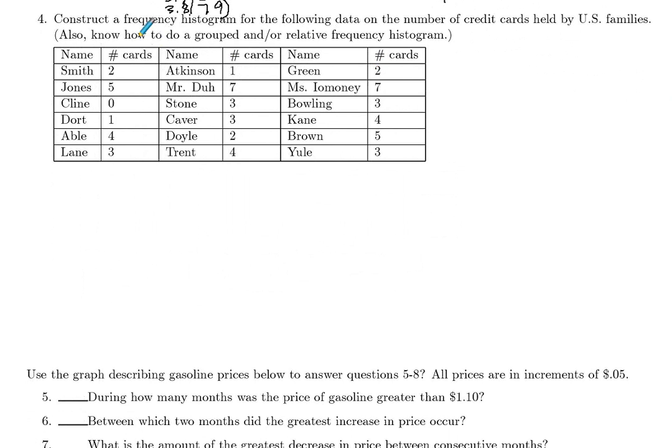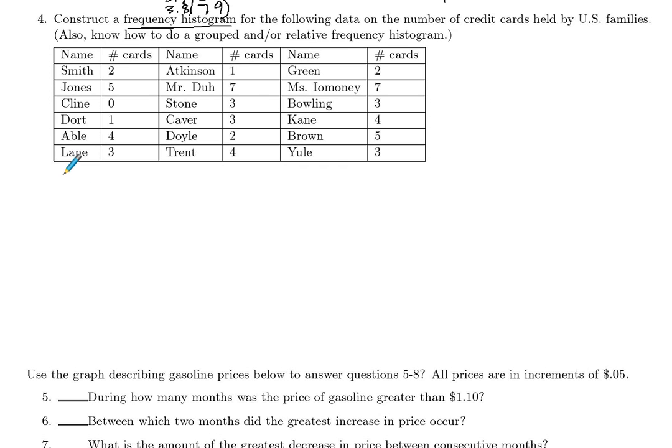Okay, number 4, we're constructing a frequency histogram. So remember, in order to do the histogram, you have to do the tables first. You have to do the frequency table or the frequency distribution. And I've got a note here, also know how to do a grouped or a relative frequency histogram. So this one is not going to be grouped data because we've only got 0 as the lowest number up through 7 as the highest number. So we've only got 8 different numbers. So it really doesn't make sense to group it. So we'll go ahead and make our frequency table here.